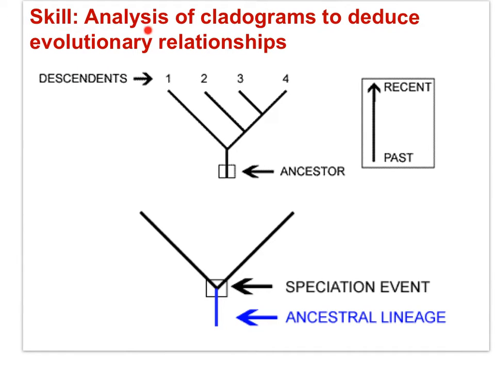So let's analyze cladograms to deduce evolutionary relationships. Here we have a clade, an ancestral species, and all descendants. This is an ancestral lineage, an ancestral species with a branch point representing a divergence of two groups, which is the first step in the formation of new species, called a speciation event.